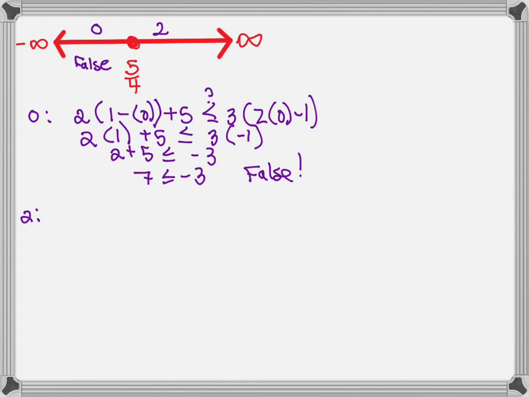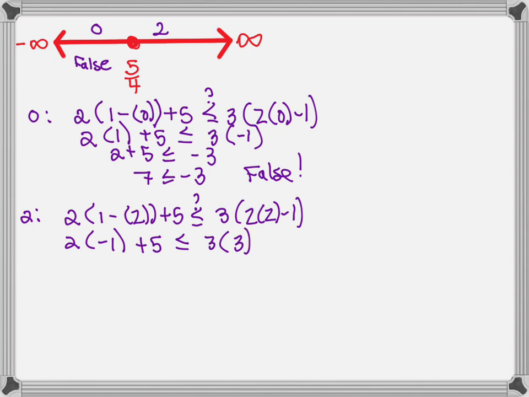Let's test the 2. So we'll substitute 2 in for x now. 2 times the quantity 1 minus 2 that got substituted in, plus 5. Is that less than or equal to 3 times the quantity of 2 times 2 minus 1? Let's simplify. 2 times 1 minus 2 is negative 1, plus 5, less than or equal to 3 times the quantity 2 times 2 is 4, minus 1 is 3, so we have 3 times 3 on the right-hand side.